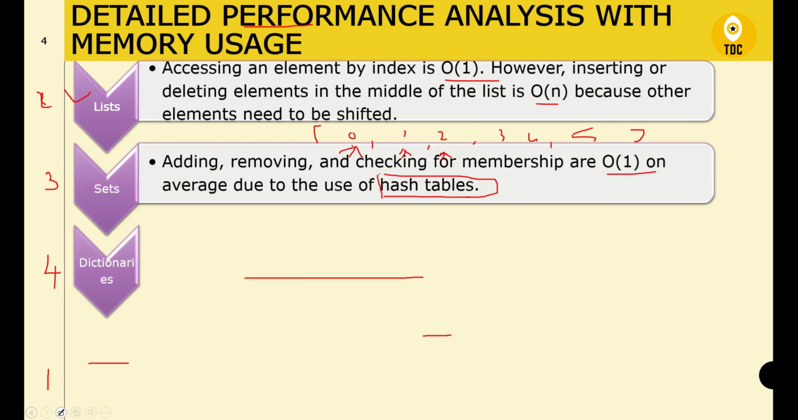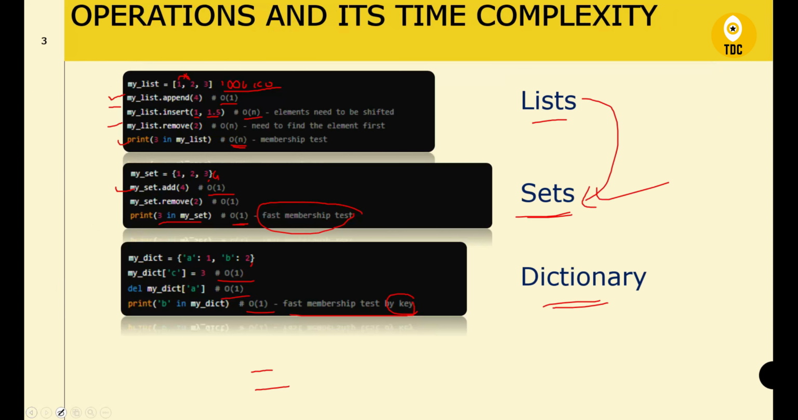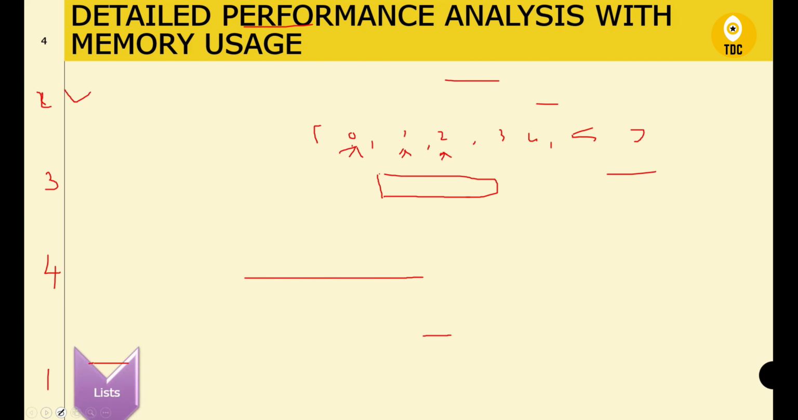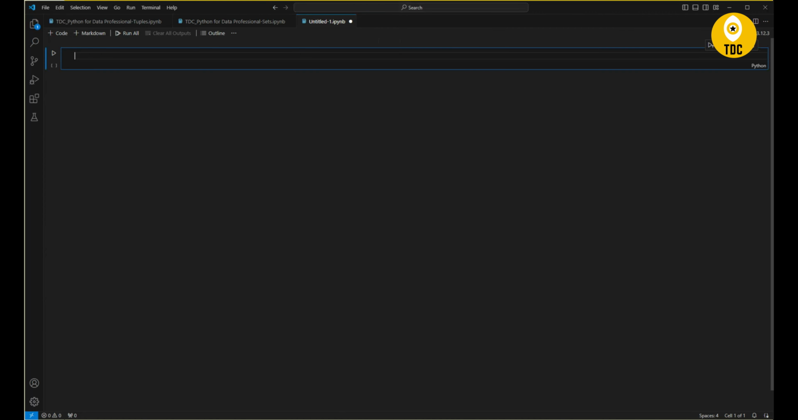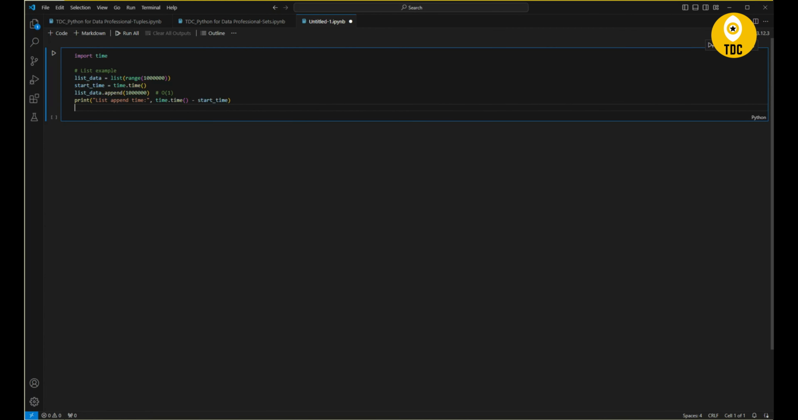In the previous slides we have seen how much time it would take, like big O of 1, big O of n, right? So we will practically see how exactly it looks when you execute the code. So we will jump into this demo and understand this. First we will start with list. We have imported a time library here because we want to measure the time.